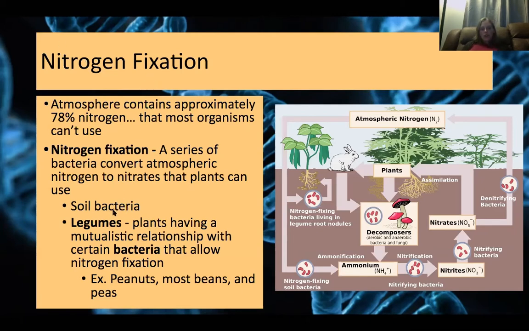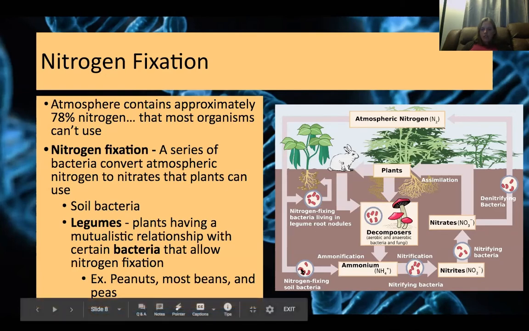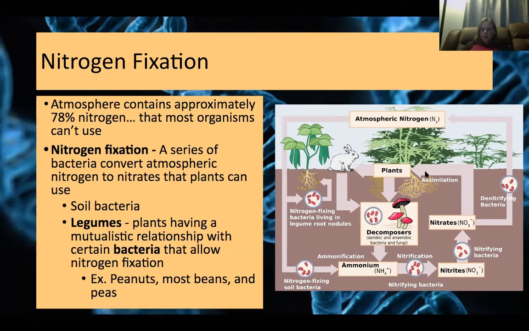So we have little bacteria in the soil mostly that are going to take this nitrogen out of the atmosphere and fix it so that it can be used. And the way they're going to do that is they're going to turn it into nitrites and then nitrates that plants can then take in as fertilizer and use. Now there are some plants, legumes like peas and beans and peanuts, that have little nodules on their roots where these nitrogen fixing bacteria live, and they can take in this nitrogen directly from the atmosphere and fix it so that these plants can use it.